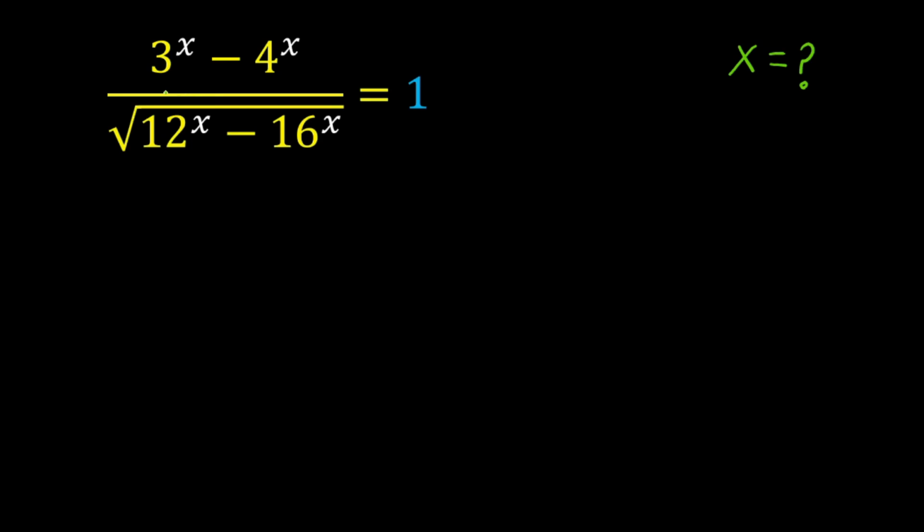Hello students, in this video we are going to solve (3^x − 4^x) divided by the square root of (12^x − 16^x) equals 1, and here we will find the value of x.